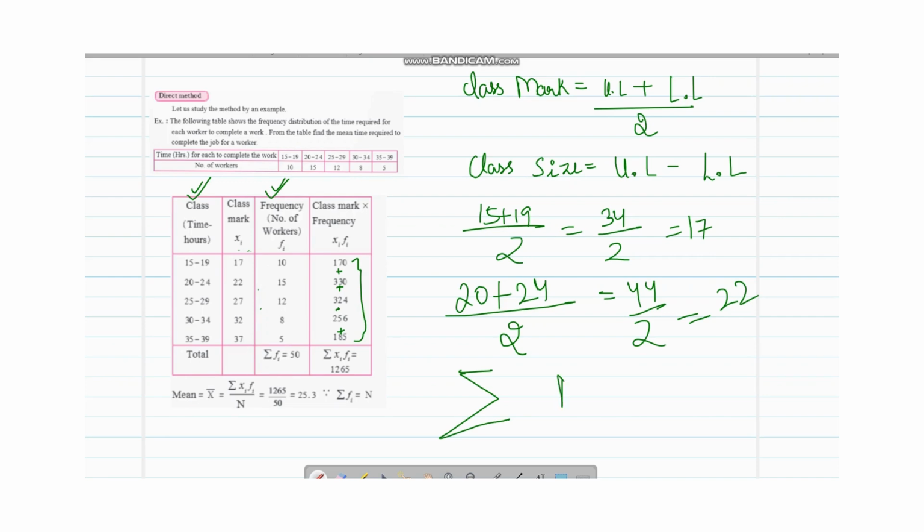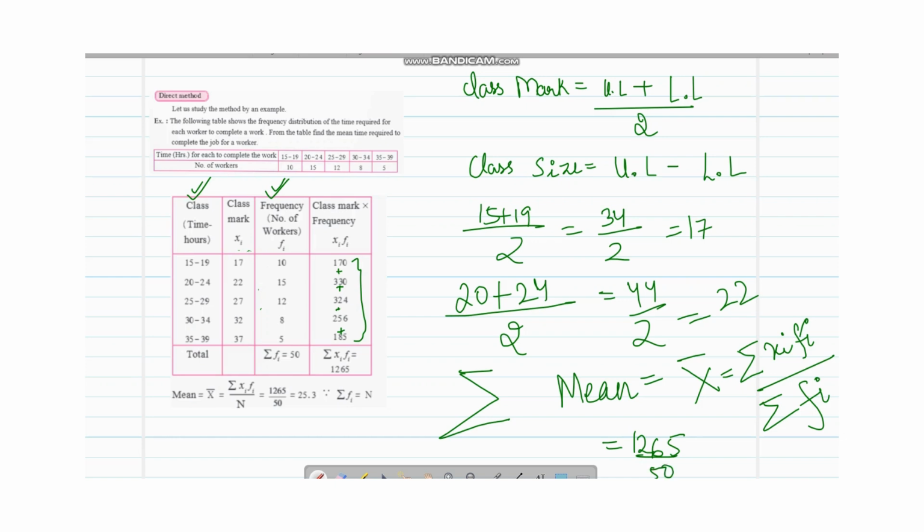Now the formula of mean, or you can denote mean by this symbol. Okay, the mean formula is summation of fi xi divided by summation of fi, or you can say n also. N is also the sum of all the frequencies. So summation of fi xi is 1265. 1265 divided by 50 will be 25.3. So mean will be 25.3.